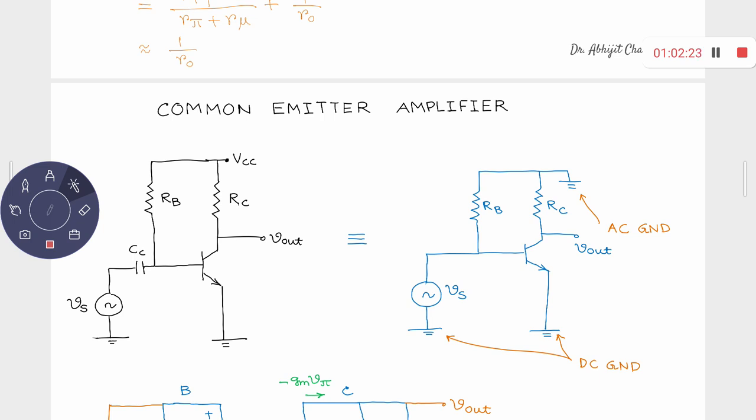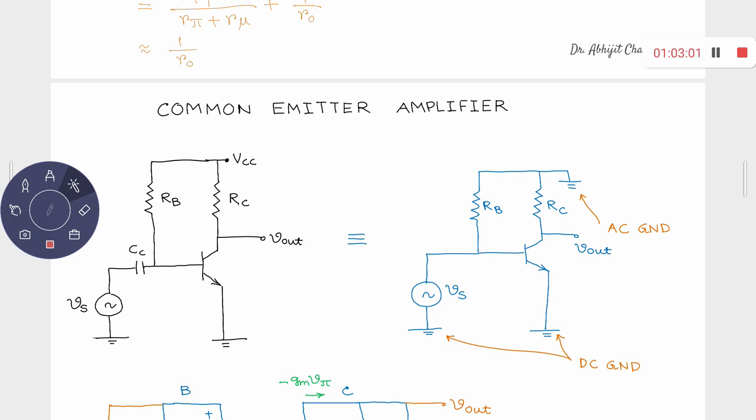Otherwise, if you don't connect the capacitor, your circuit will not work as an amplifier. For DC operation only, it is fine. But as soon as you connect the small signal with no capacitor, it will severely hamper the biasing. To prevent that, you have to connect some capacitor in series with the signal. That is why it is connected, and it is known as a coupling capacitor, which is used to couple the signal to the amplifier itself.